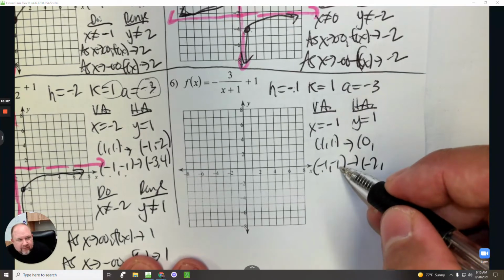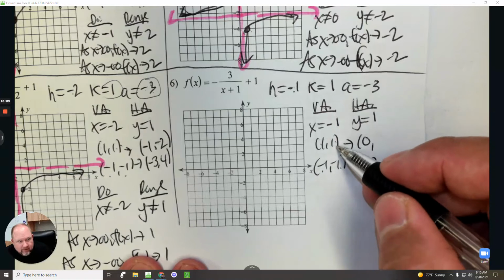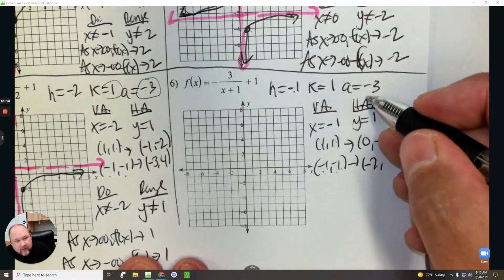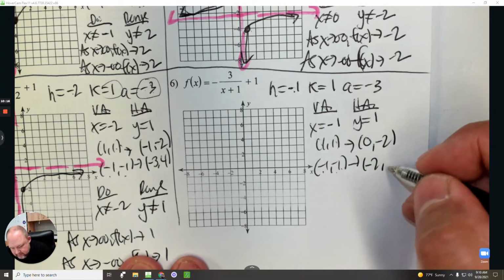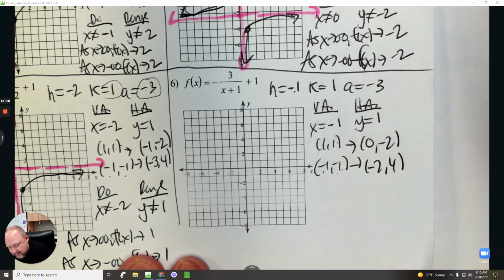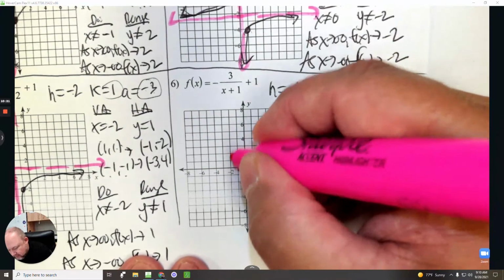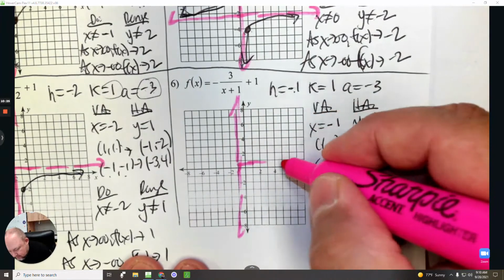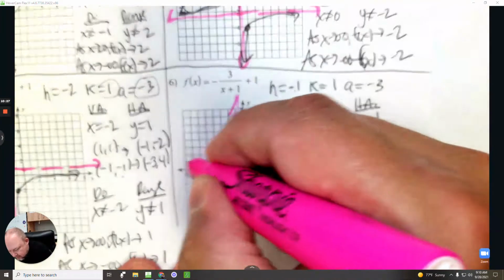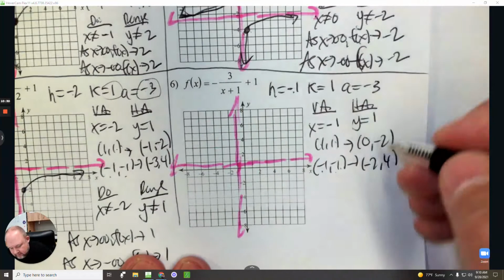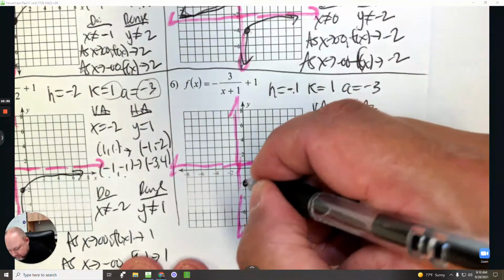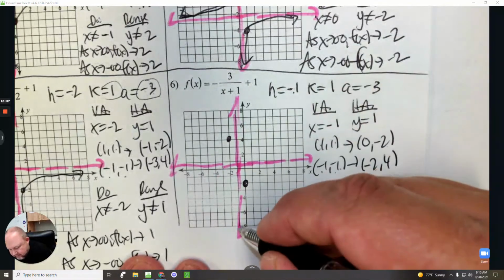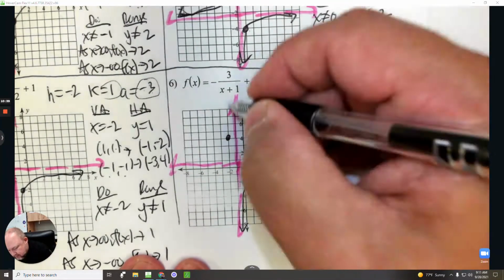The y coordinate, we're going to multiply and then add. So 1 times negative 3, and then add 1. And then negative 1 times negative 3 is positive 3, add 1. And now this is what we're going to graph. So at negative 1 is the vertical asymptote. At positive 1 is the horizontal asymptote. The points are at 0, negative 2, and at negative 2 and 4. So there's a reflection. Then draw the curve through those points.